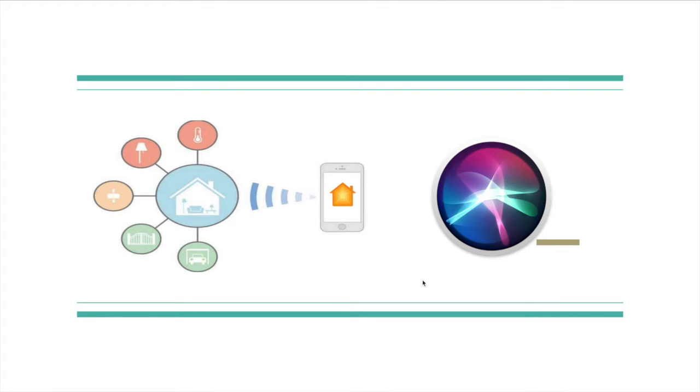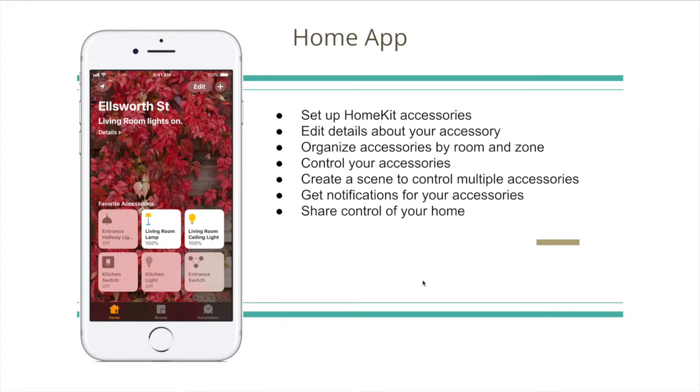Okay, this section, user interface. Of course, the best way to really understand the power of HomeKit is to take a look at the Home app. It's a single app interface to all of your HomeKit accessories, and there are tons of capability packages in the Home app. In this app, you can set up HomeKit accessories, edit details about your accessories, organize the accessories by room and zone, control your accessories, create a scene to control multiple accessories, get notifications for your accessories, and share control of your home.